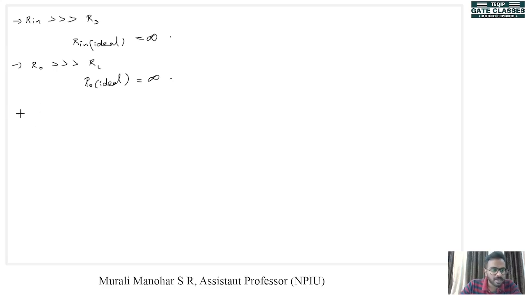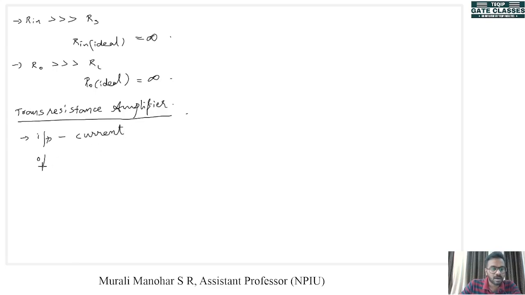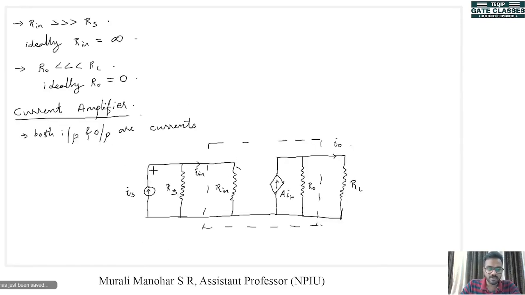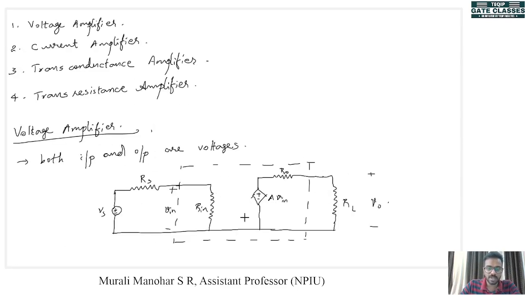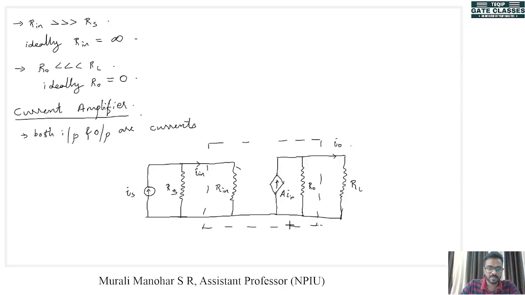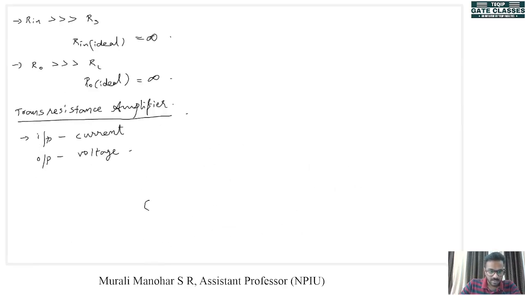And the fourth type of amplifier is called a trans resistance amplifier. Here the input is current and output is voltage. So the input will look like that of a current amplifier and output will look like that of a voltage amplifier. So the equivalent diagram will be like this.